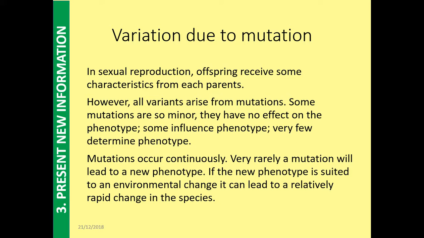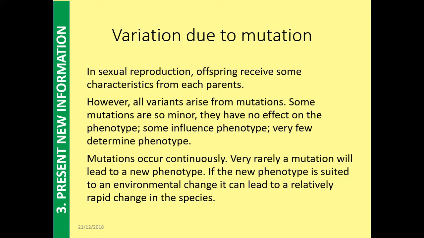offspring. So with sexual reproduction, we get characteristics from both parents. However, there's also other variation due to mutation. Mutations are always occurring, and we see changes in species over time due to these mutations adapting to their environment.